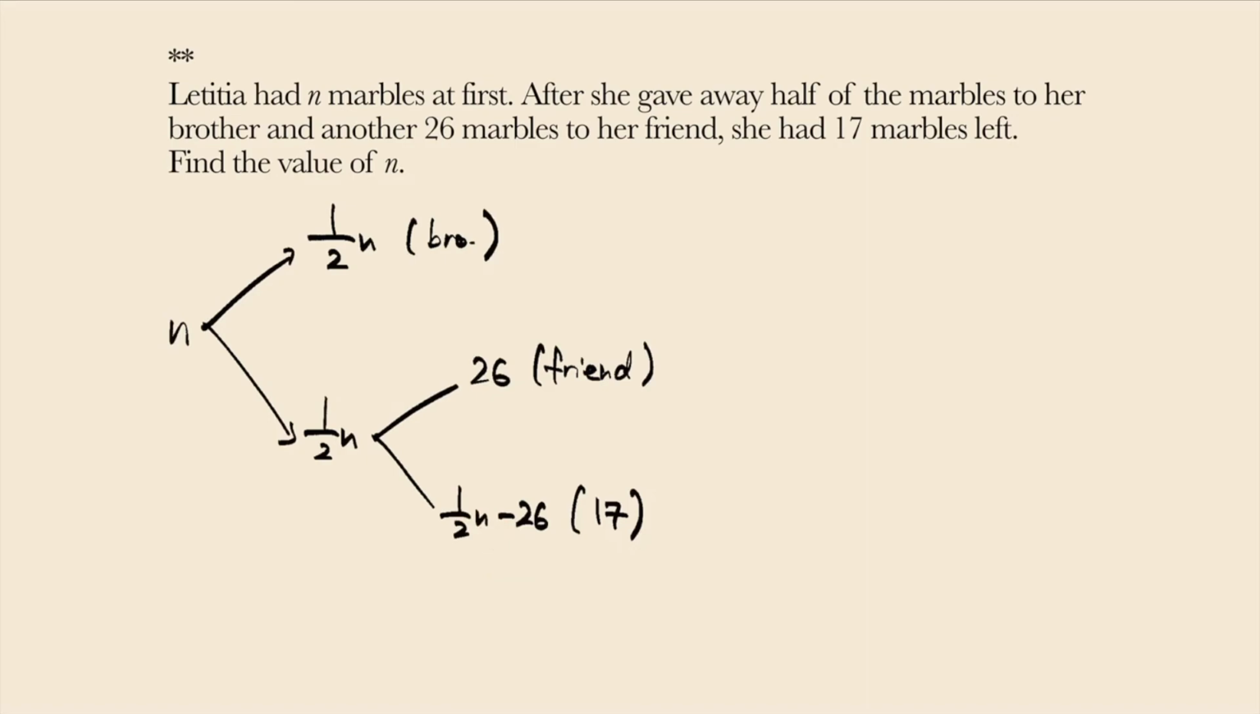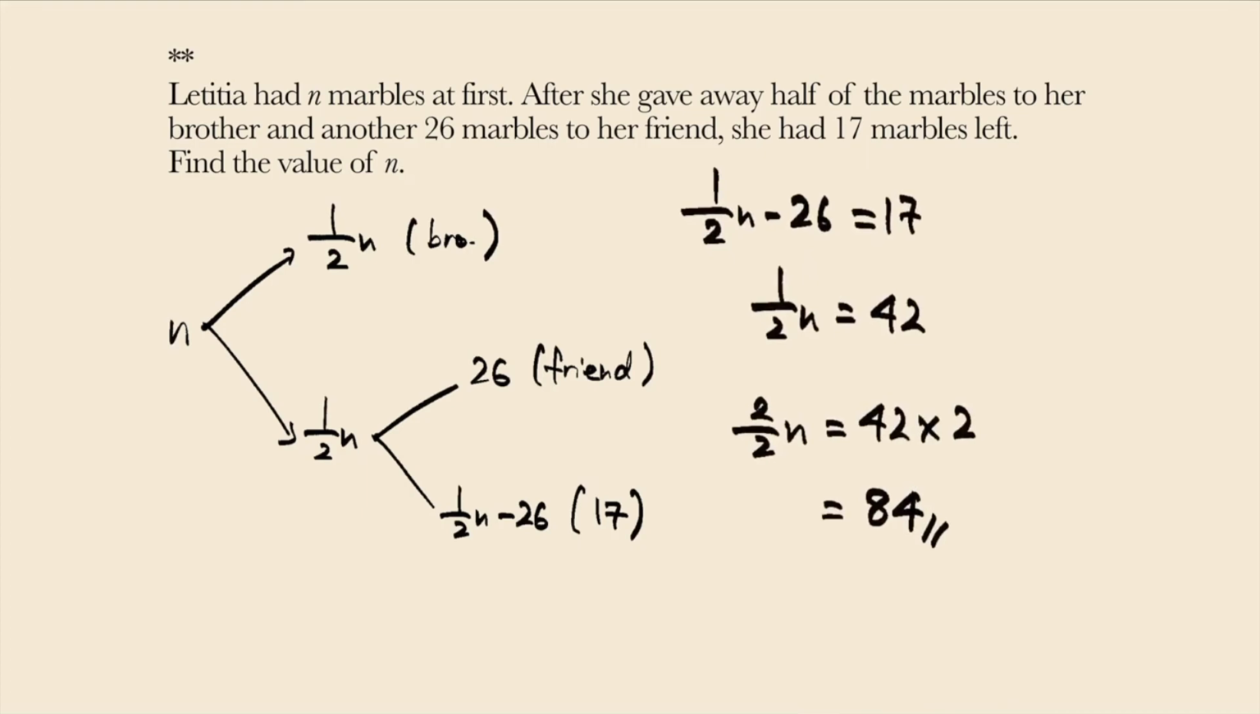Now I know this looks like a branch method. It's not. It's just my way of modeling what's going on in this situation here. So from this remainder, 26 given, this would be half n minus 26. And we are told that this represents 17 actual marbles. Okay, we can solve for n.